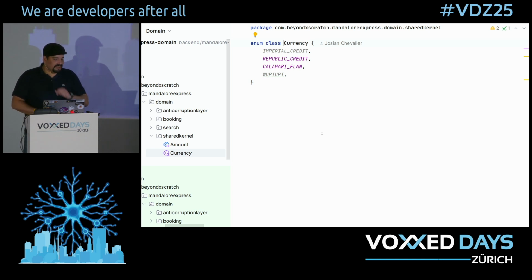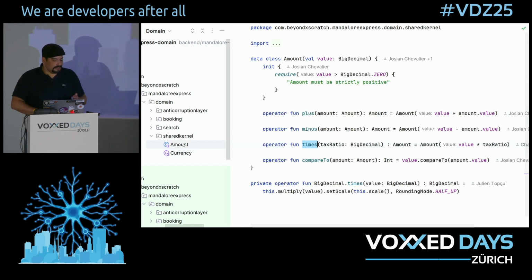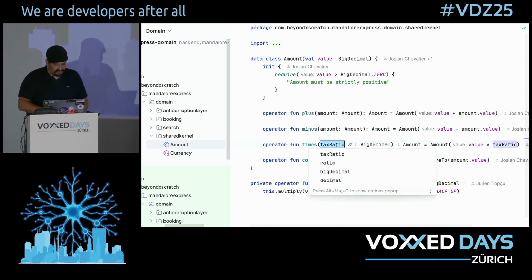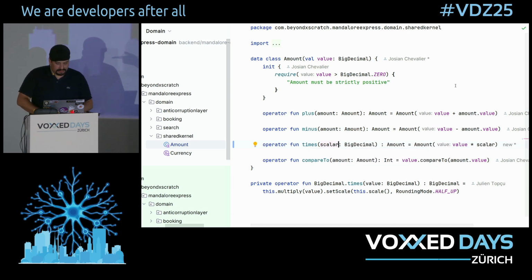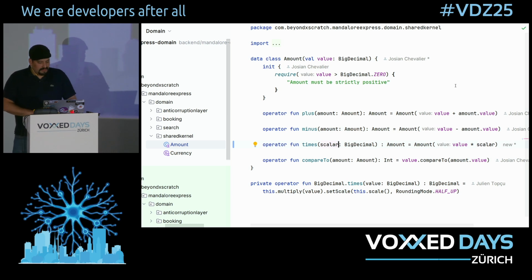But you know what? Maybe there's another option. What do you have in mind? So let's go back to the state where amount and currencies are together inside the shared kernel. What if here I'm renaming tax ratio to scalar? What do you think about that? Well, you do get rid of the conceptual pollution, but you said it yourself, the times function is only used by the booking. If we leave it here, it's like we're using the amount like a library.